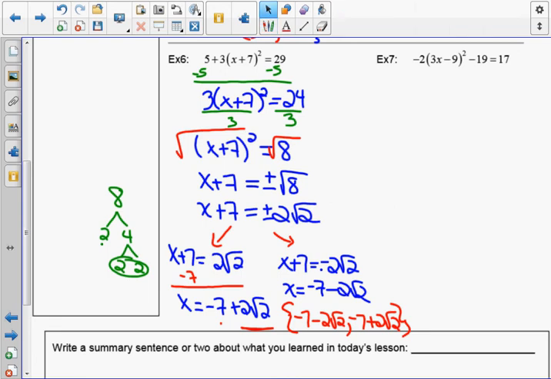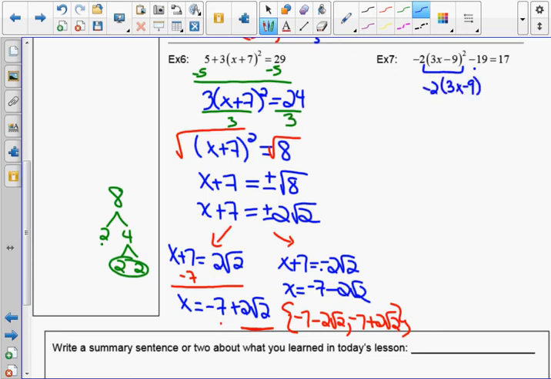Okay, let's take a look at the last example. All right, so for the last example, still the same process. We want to isolate what we have inside the parentheses. So to do that, I'm going to add the 19 first. So when I add the 19, I'm going to have a 36. Next step, I want to, oops, I forgot the square.